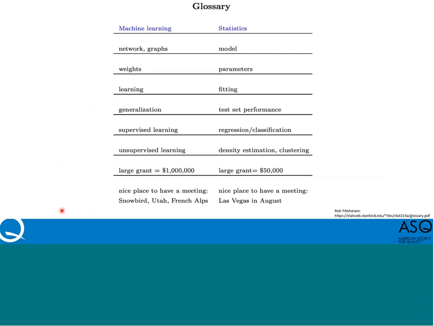This was a fun chart. Rob Tibshirani, who is a statistician who does a lot of statistical learning, which essentially is machine learning, talks about the different terms that are used, like machine learning, where a statistician might say fitting, supervised learning instead of regression, classification. A large grant for machine learning is $1 million. A large grant for a statistician is $50,000. And then this would be a conference: a nice place to have a meeting in the French Alps for statisticians, Las Vegas in August.